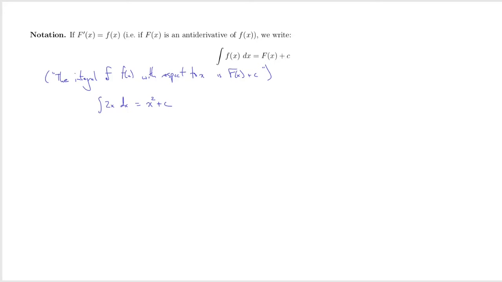And so in the context of the example that we've been looking at, we have that the integral of 2x with respect to x is equal to x squared plus c. Very easy to check. Take the derivative of x squared plus c, and you get 2x. That's how you know that you got this right.